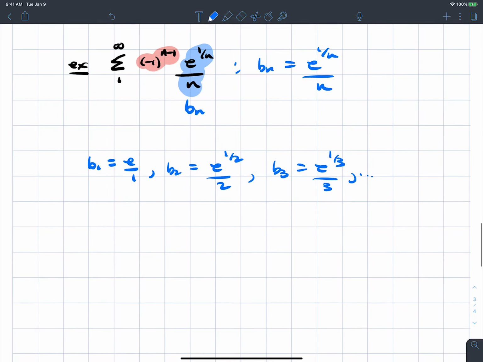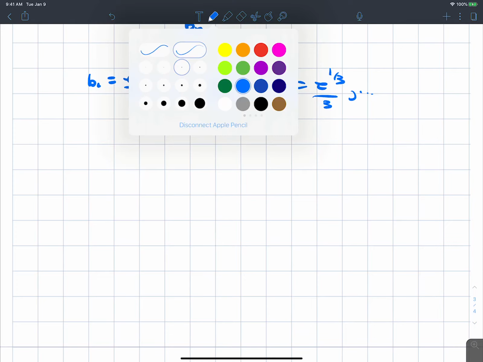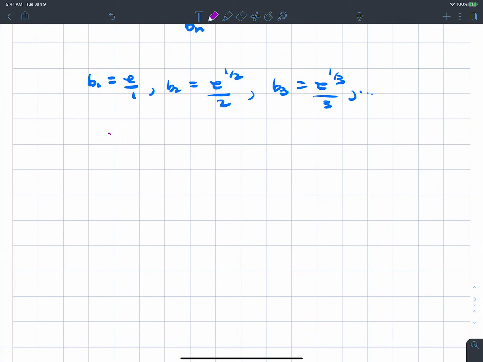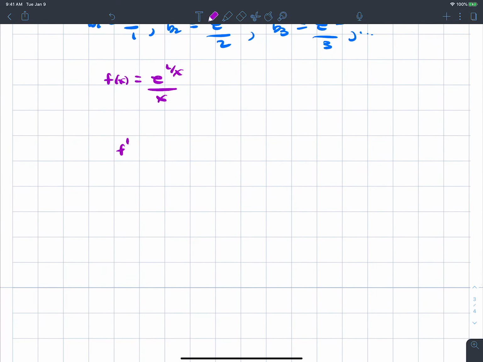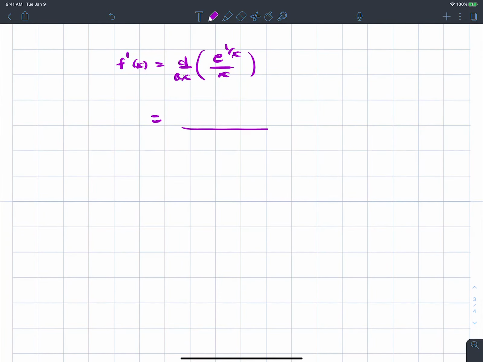So one thing we can look at is to consider this function f of x, e to the 1 over x, over x. Let's try to see, by taking the derivative, the values of x for this function. Let's do sign analysis, find where this is increasing, or more importantly, where it's decreasing. Some examples will have you do something like this.